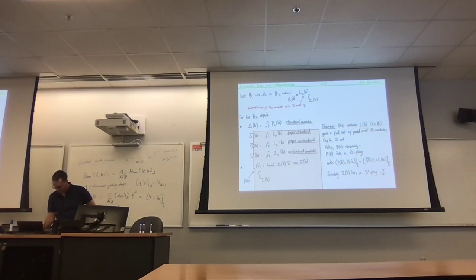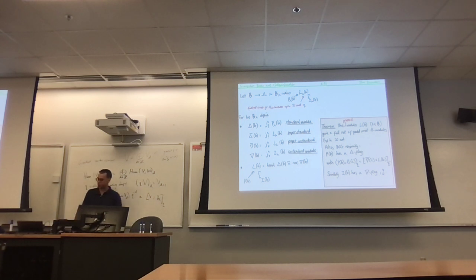I guess I need the word graded in there. Ooh, am I messing up? Okay, there we go. Yes, I need the graded modules. With a full set of graded irreducible A modules up to isomorphism and degree shift.